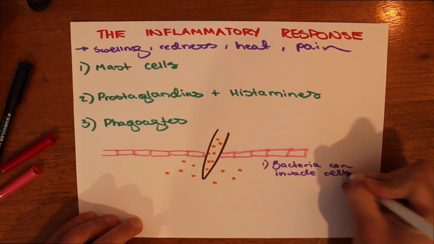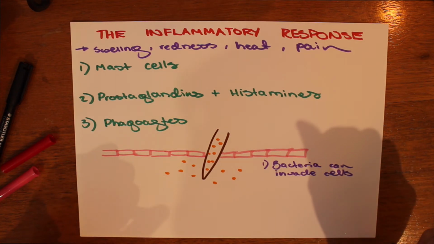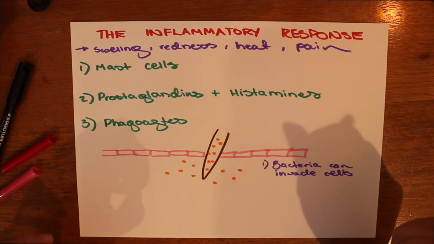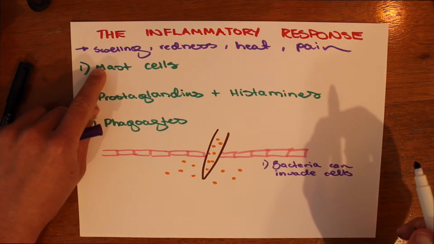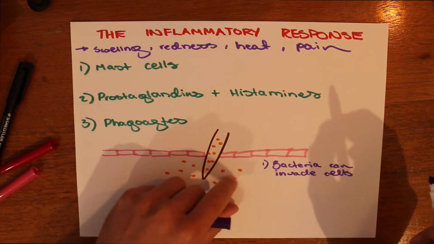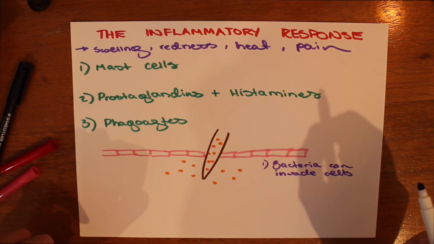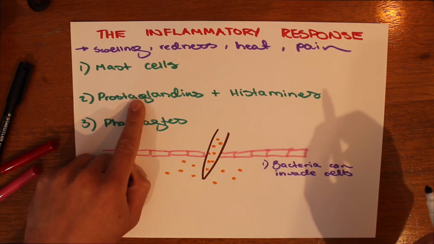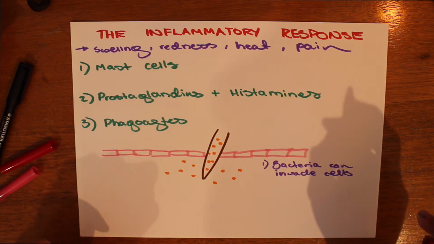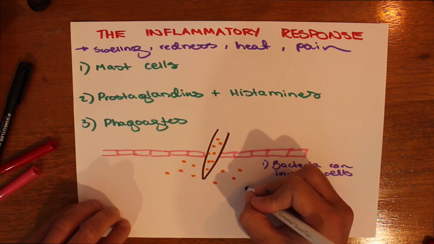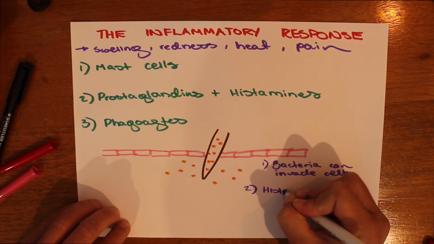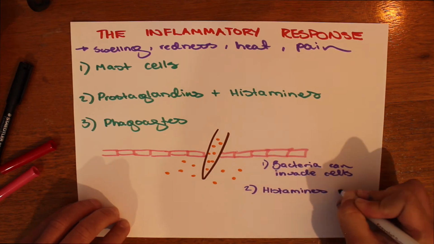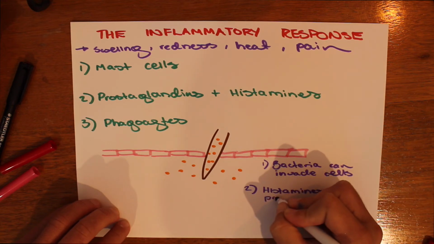So that's the first thing that's happening. Now we're going to talk about what our body is going to start doing to prevent further injury, to prevent further infection. And so I want to introduce you to mast cells. Mast cells are these cells that are strategically placed all throughout our tissues, and they contain these chemicals called prostaglandins and histamines. So these mast cells detect that there's an injury, and so what they do is they release these chemicals. They release these histamines and these prostaglandins.